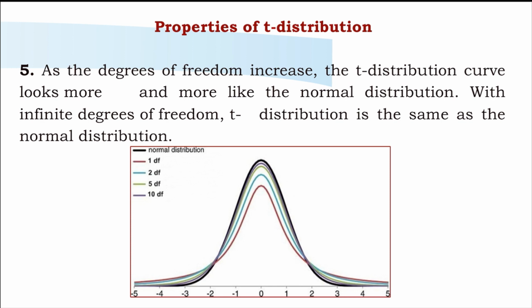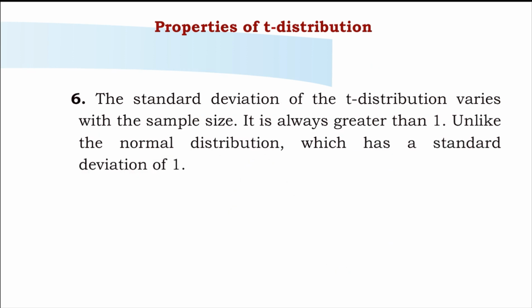Property number 5. As the degrees of freedom increase, the t distribution curve looks more and more like the normal distribution. With infinite degrees of freedom, the t distribution is the same as the normal distribution. Property number 6. The standard deviation of the t distribution varies with the sample size. It is always greater than 1, unlike the normal distribution which has a standard deviation of 1.